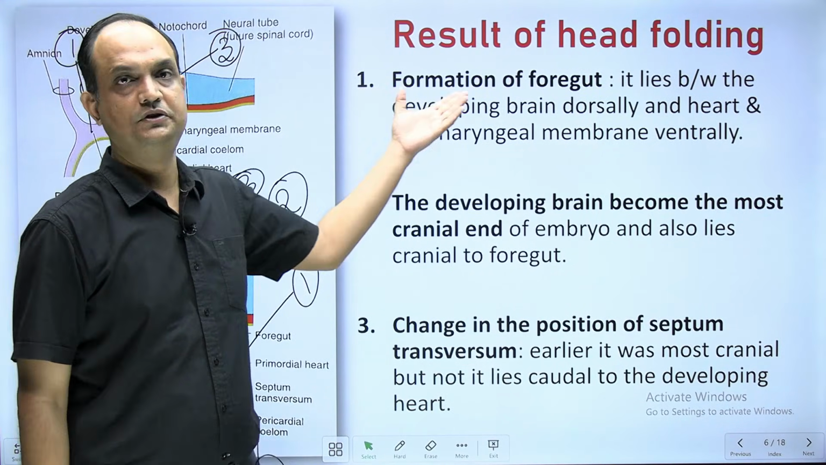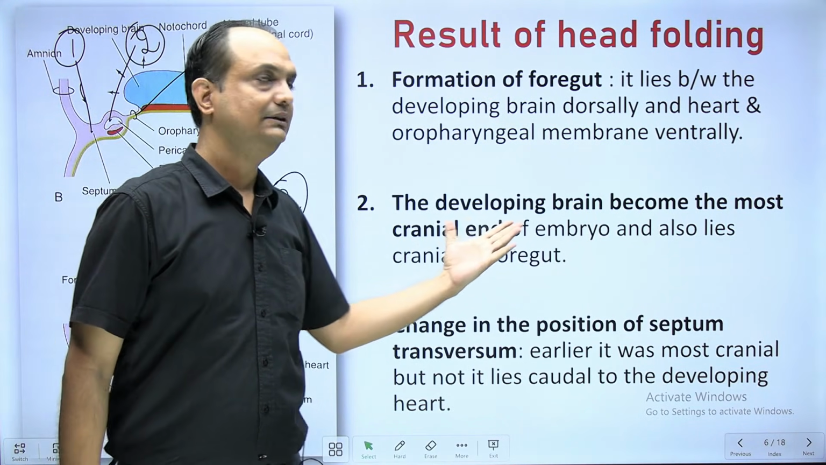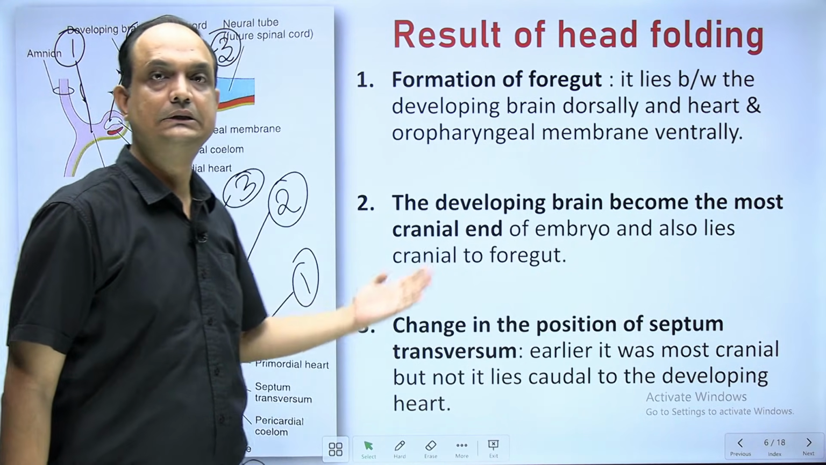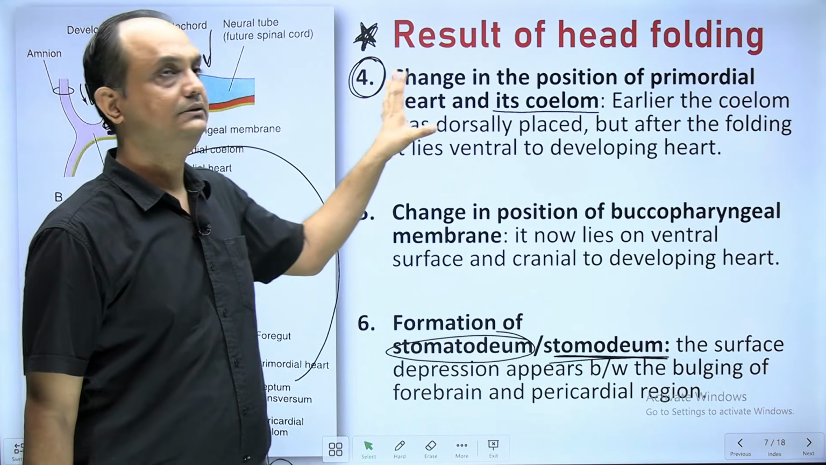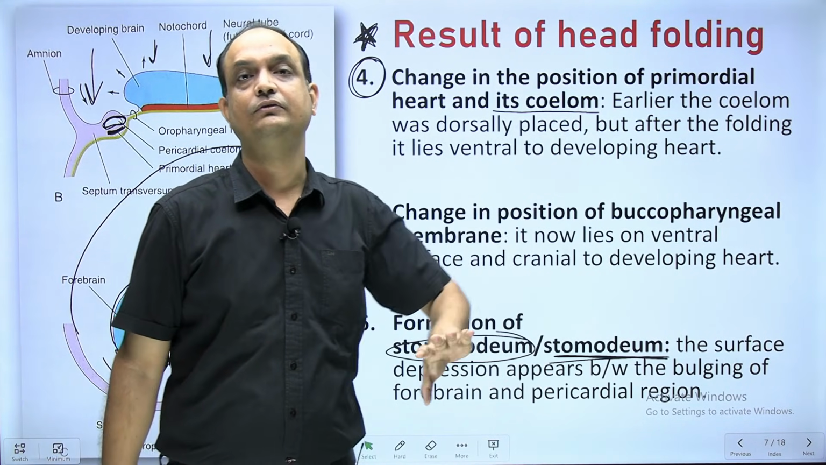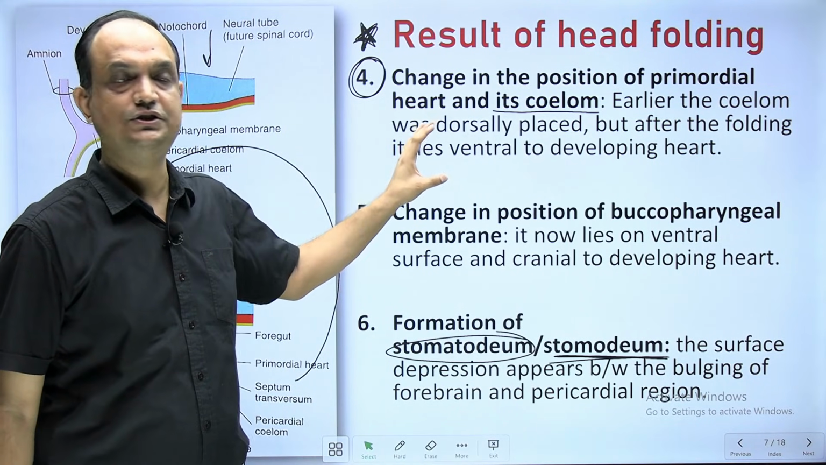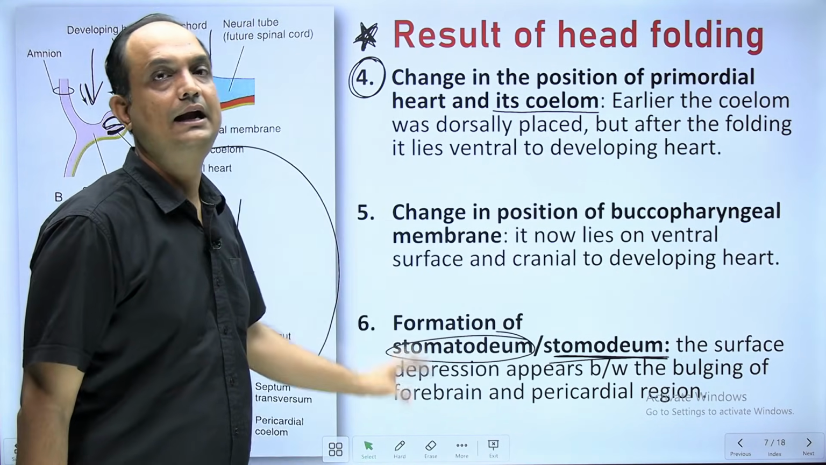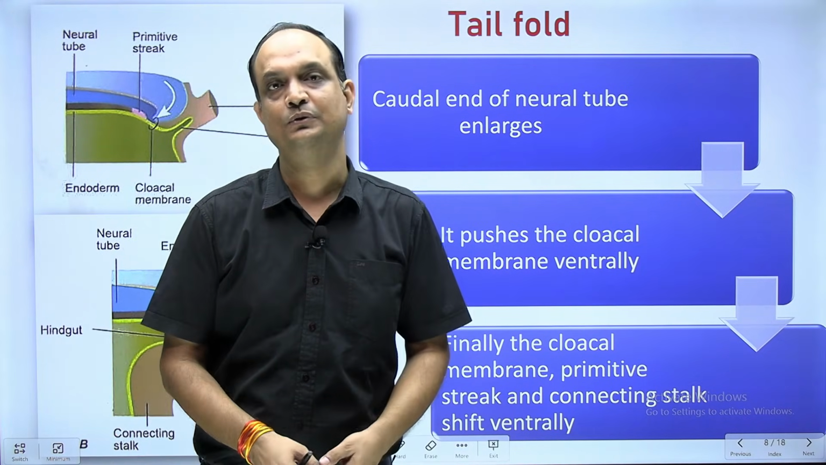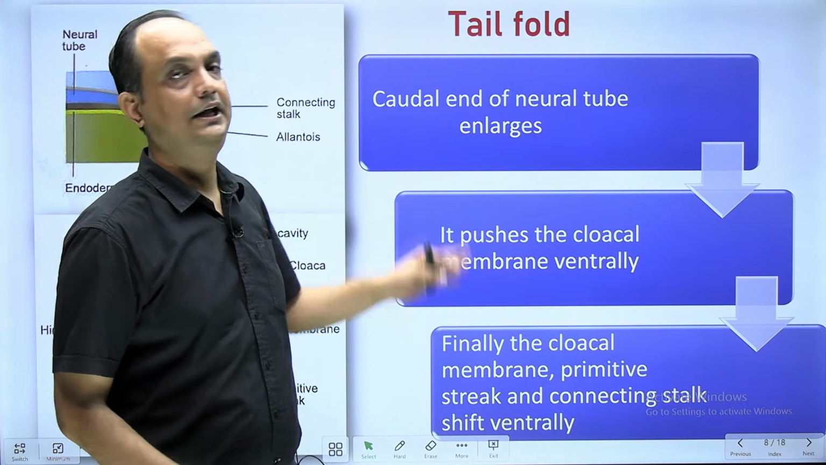One is the formation of the foregut. Second, the brain becomes the most cranial part. Third, the position of the septum transversum changes. Then the relation of the heart tube and the coelom will change. Then there is a change in the position of the oropharyngeal membrane, and lastly there is the formation of the stomodeum. Now, the next is the tail fold.